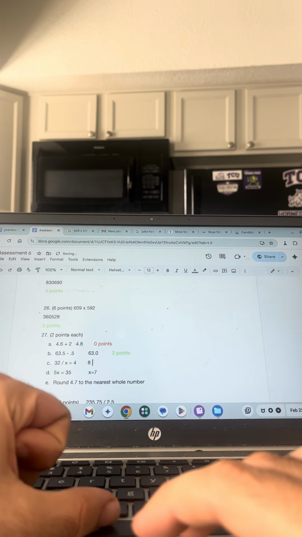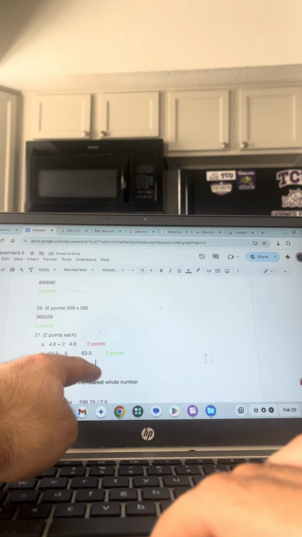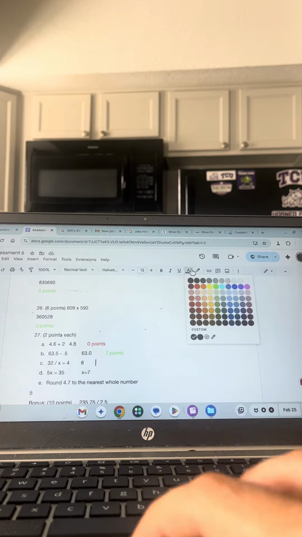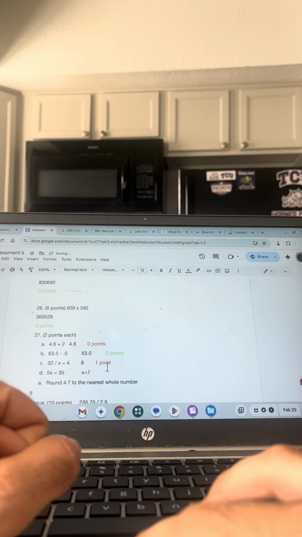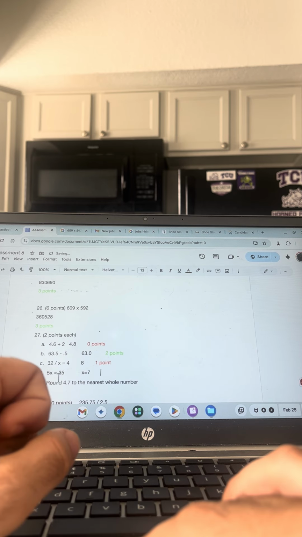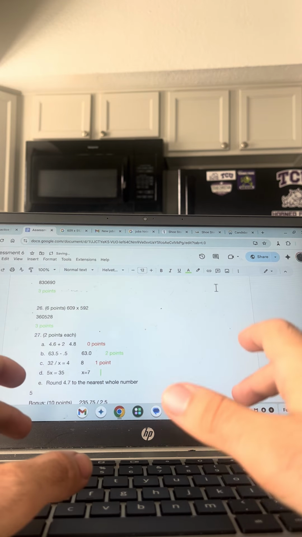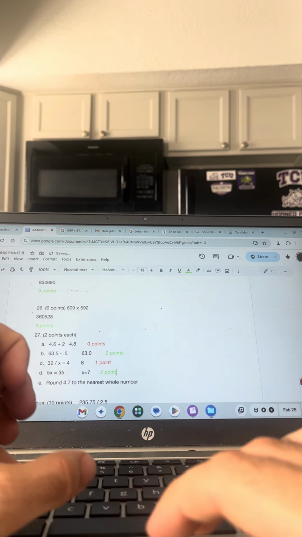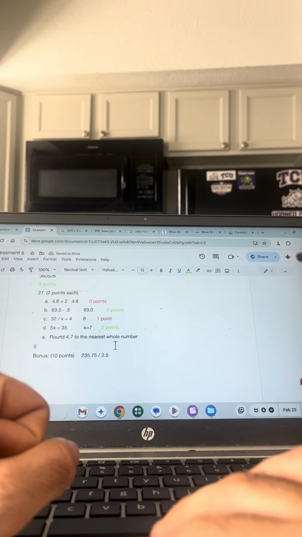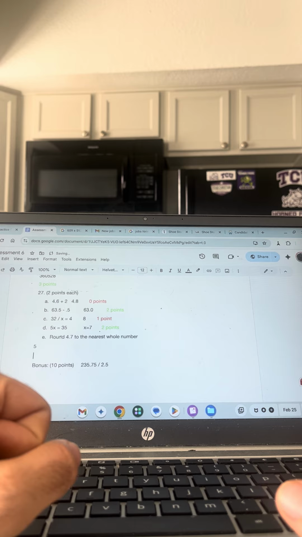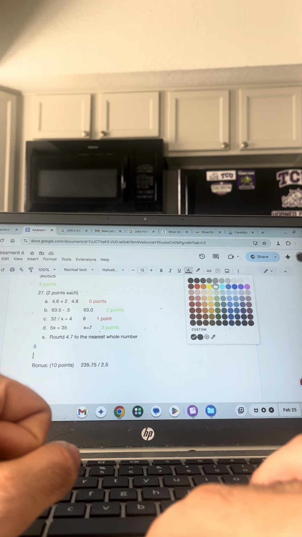This one, 8 is correct. 32 divided by 8 equals 4, right? But you forgot your x equals, so you only get 1 point. You need to write your letter equals. When you're solving problems like this, you have to write the letter equals. 5 times 7 equals 35. X equals 7. That's correct. Round 4.7 to the nearest whole number. Okay, that's correct. So you get full credit for that one.